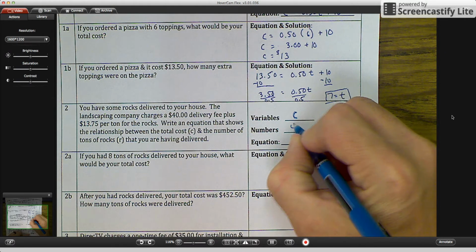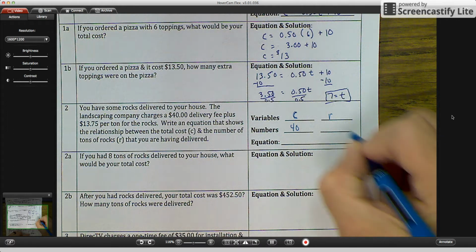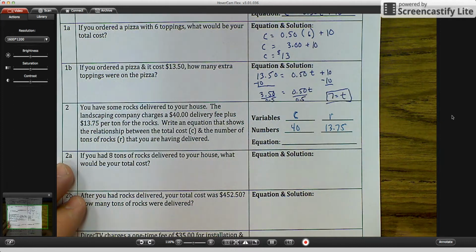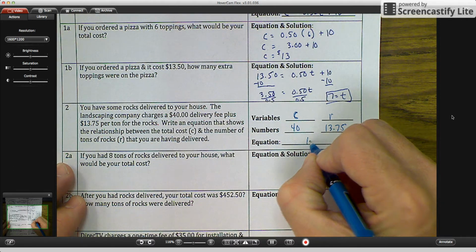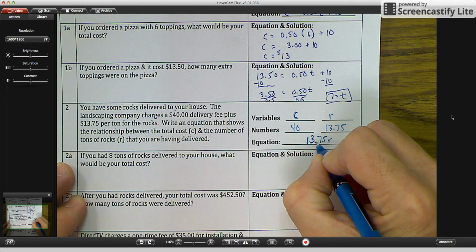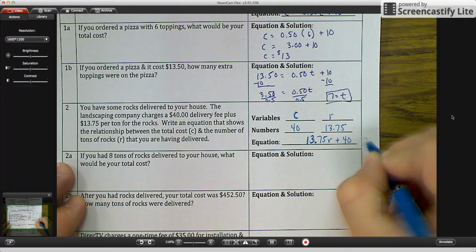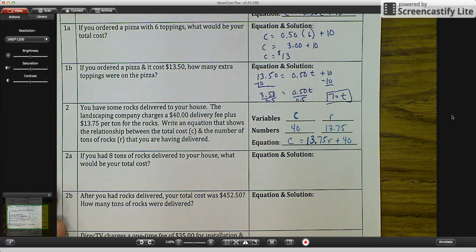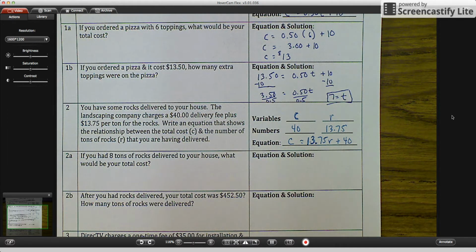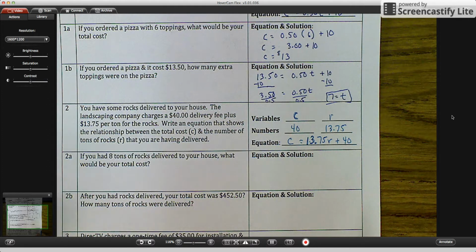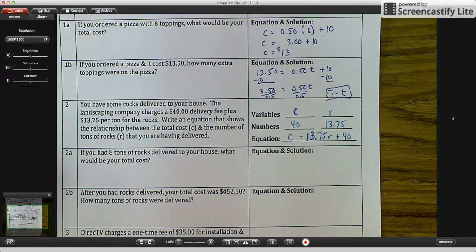The original fee is a $40 delivery fee, and then $13.75 per ton of rock. So 13.75 R plus my $40 is equal to my total cost. And that's how you come up with those formulas. I know I'm going through it a little bit quick, but it's always 2 variables and 2 numbers. One number is going to be associated with the variable, and then the other number is just a regular one-time cost or one-time fee.